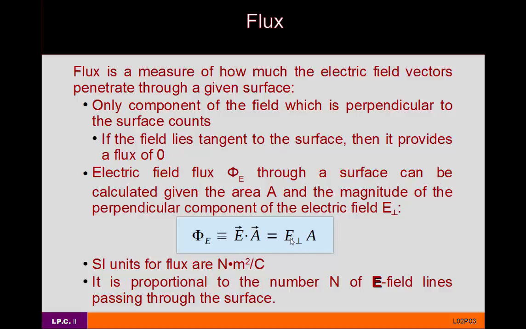E has units of newtons per coulomb, because if you multiply E times Q, in other words, electric field strength times charge, you get the force that's being applied to that charge by that electric field. So E is newtons per coulomb. A, of course, is meters squared. So our units are newton meters squared per coulomb.